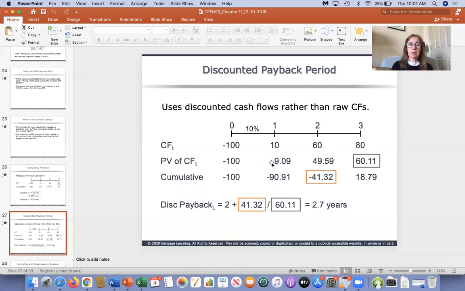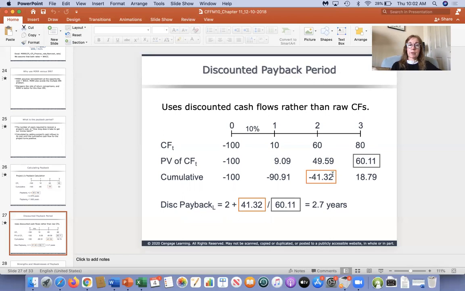And then we do what we did in the last slide. We're finding the cumulative cash flows to see when we go positive. So we have negative $100. We brought in $9.09 after we paid our investors. Then we bring in $49.59. So you're taking negative 100 plus 9.09 equals negative 90.91, plus 49.59 equals negative 41.32, plus $60 equals $18.79. So here we know we've gone positive in year 3.